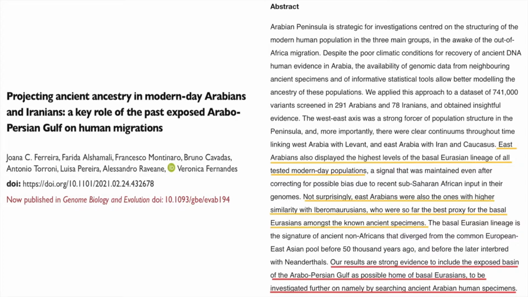Not surprisingly, East Arabians were also the ones with higher similarity with Ibero-Maurusians, who were so far the best proxy for the Basal Eurasians amongst the known ancient specimens. Our results are strong evidence to include the exposed basin of the Arabo-Persian Gulf as a possible homeland of basal Eurasians, to be investigated further, namely by searching ancient Arabian human specimens.